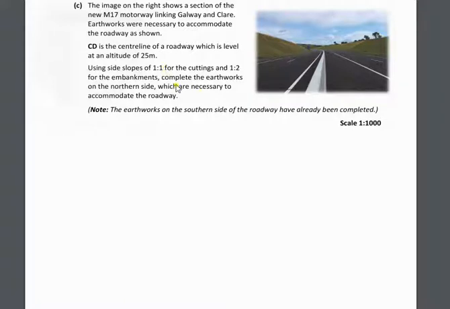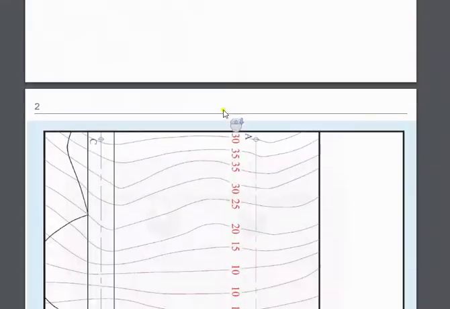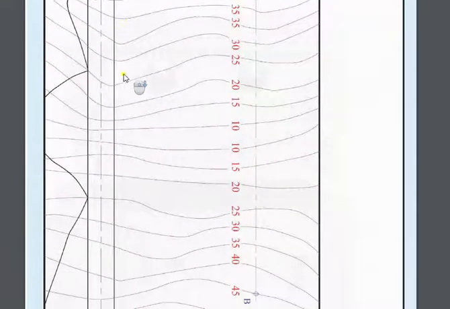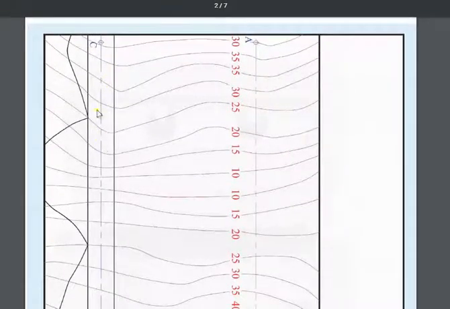So what we have here is cutting and filling to do. Looking at their 5 meter intervals, we have 1 and 1 for cut, 1 and 2 for fill. So what we're going to be doing is measuring out 5 meter intervals and 10 meter intervals, remembering the road is 25.